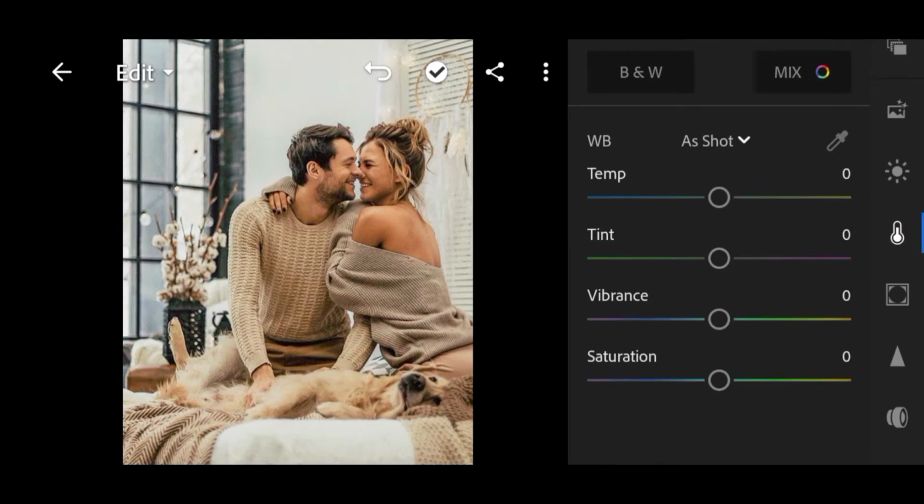Second, go to color. Vibrance plus 30. Saturation minus 20.